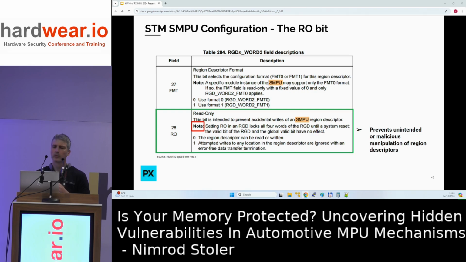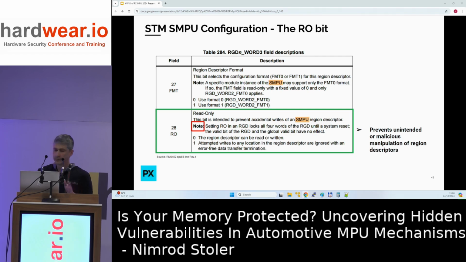This is region descriptor word 3, and here we find the RO bit, the read-only bit, which is marked in green. This read-only bit is used to prevent unintended or malicious manipulations of the region data that we just configured: the start address, the end address, the allowed bus masters, and their attributes. When the RO bit is set, write operations to any location within the region descriptor registers are simply ignored. That's perfectly understandable and important from a security perspective.